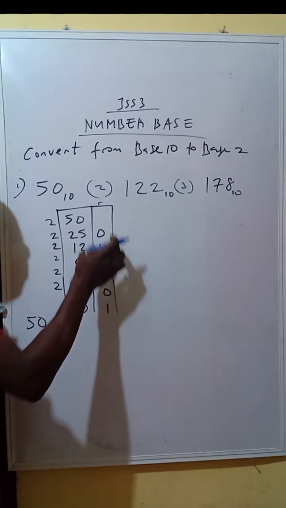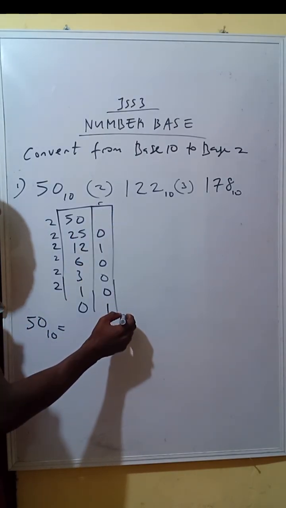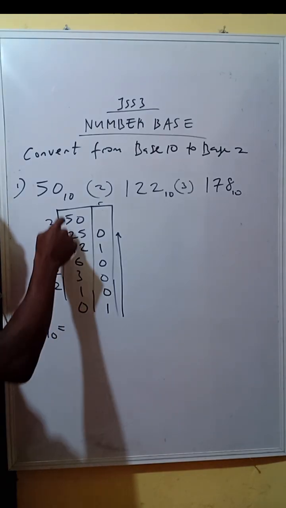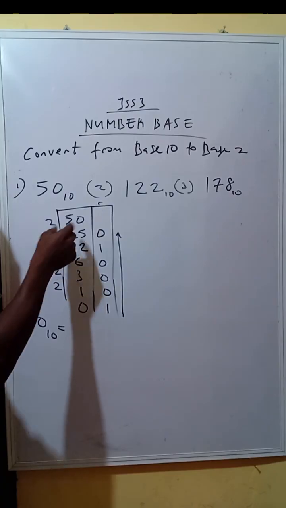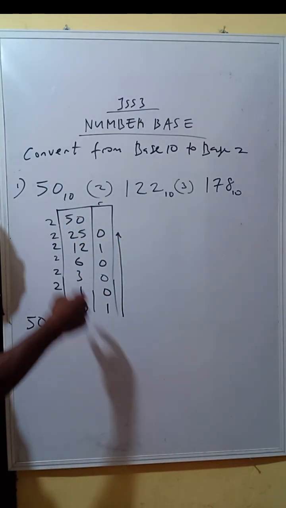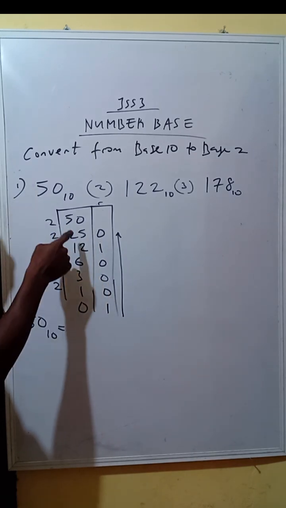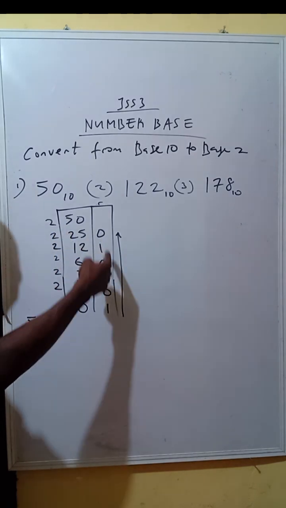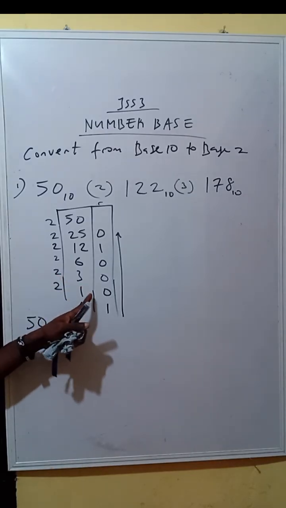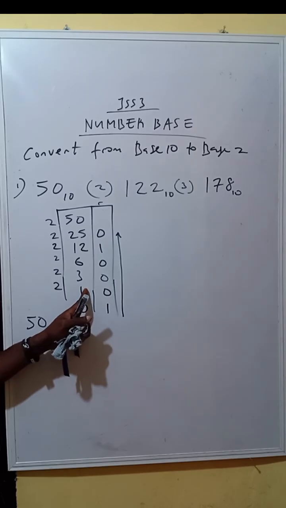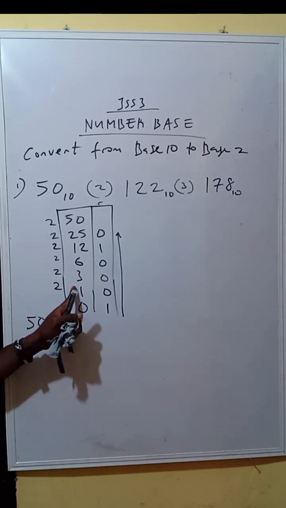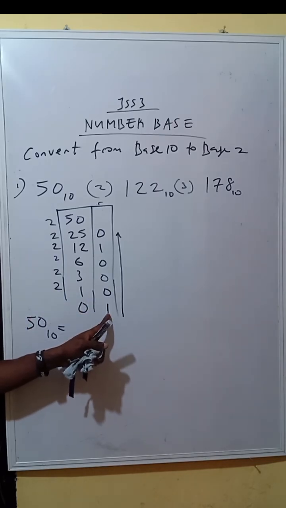Now, having done that, it therefore means that 50 in base 10 is, now how do you write this number? You begin from bottom and you move up. From bottom up. Please take note of that. If you want to convert from base 10 to base 2 or any other base, you divide repeatedly by the base you are converting into. So 50 divided by 2, 25 remainder 0. 25 divided by 2, 12 remainder 1, and so on and so forth. When you get here, 3 divided by 2 is 1, remainder 1. But we won't stop here. We must arrive at 0, so 1 divided by 2 is 0, remainder 1.